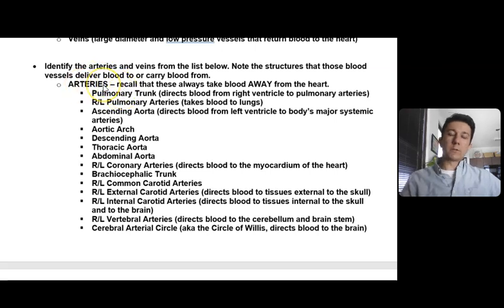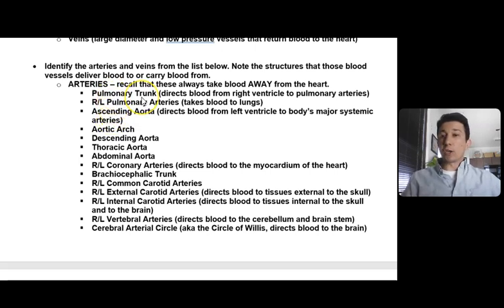We'll begin with the arteries, which, keep in mind, collectively the artery's job is to always take blood away from the heart. So notice that this definition doesn't mention anything about oxygenation status. It's not always true that arteries carry oxygenated blood, but it is always true that arteries are carrying blood away from the heart towards the body's capillary beds, where those exchanges of nutrients and oxygen and things like that are occurring. So we've got a couple of major arteries that I'll highlight here.